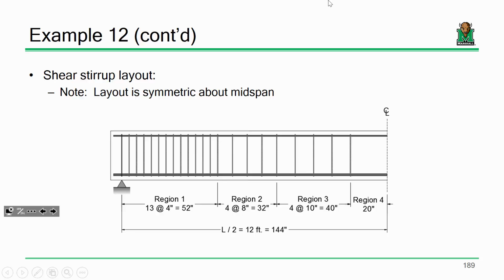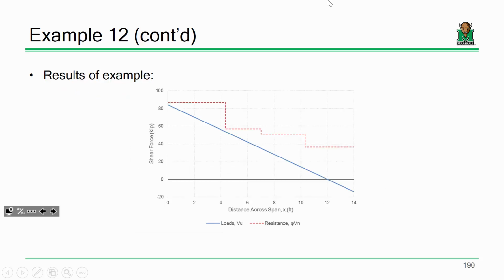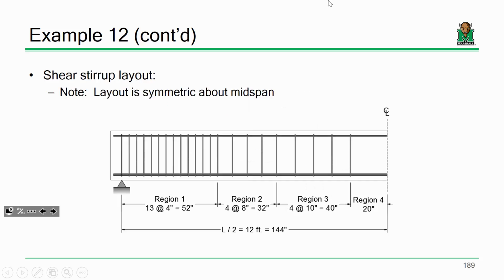Is the reason why the regions are divided up that way because you're getting more shear at the support? Exactly right. Here's our shear diagram. What does the shear diagram look like for a beam that's simply supported with a uniformly distributed load? You've got high shears up here, low shears in the middle. So we put more stirrups on the end than we do in the middle.